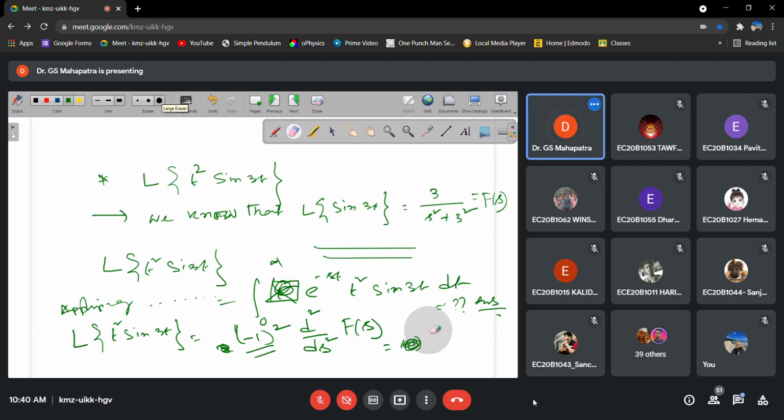So now we have to find the derivative, second time derivative, two derivatives. Okay, double derivative d^2/ds^2 of 3 by s square plus 9. I need the answer. I should not do this one, this derivative, two times derivative.